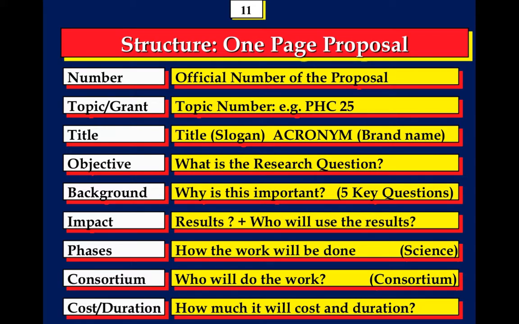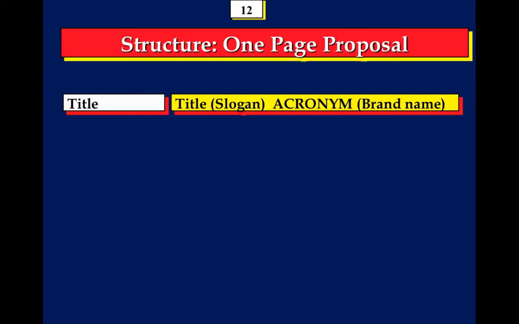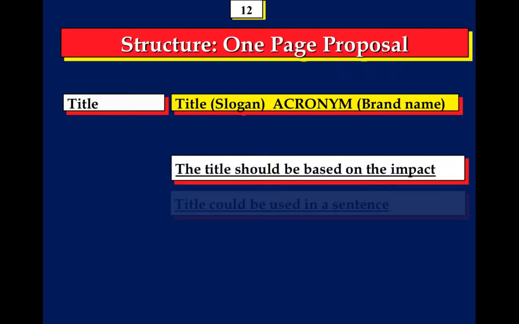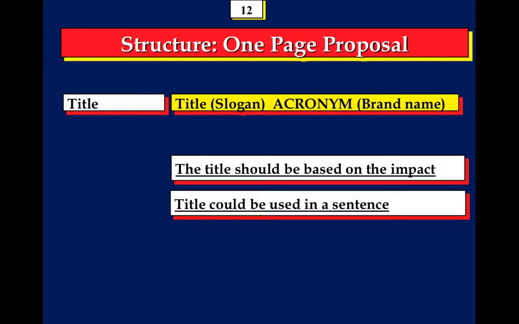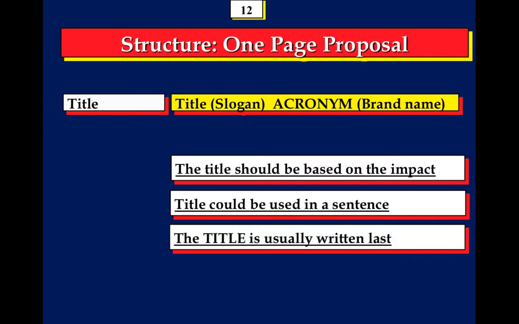Now let's step through some of these. The title. The title should focus on what is coming out of the project. Now, I like this tip here: I like a title to be a standalone sentence, so that if you read the title, you get a good understanding of what the project is about. And here's another tip: the title is usually written last. In other words, at the beginning, you have a working title.